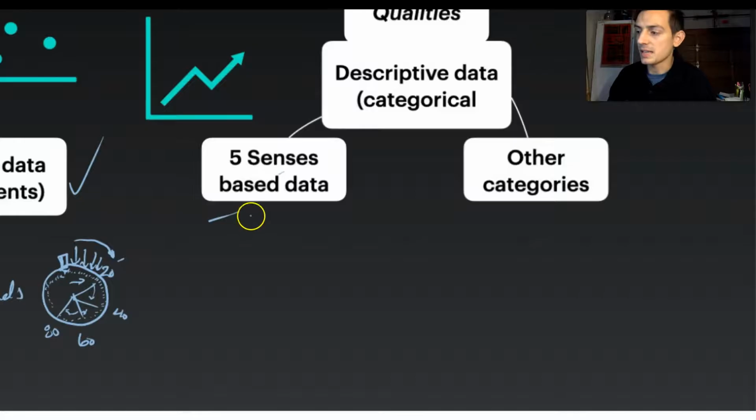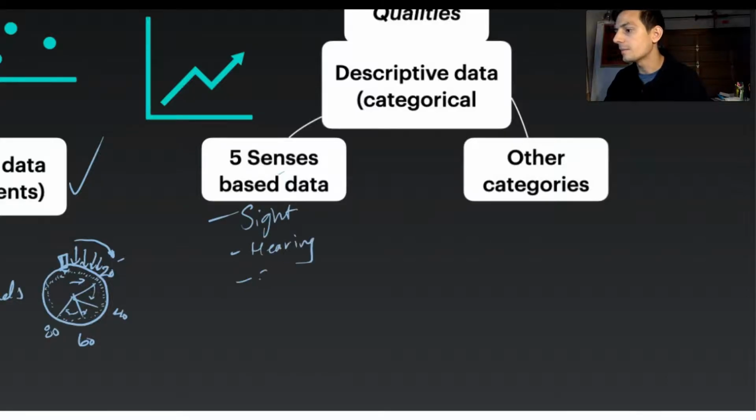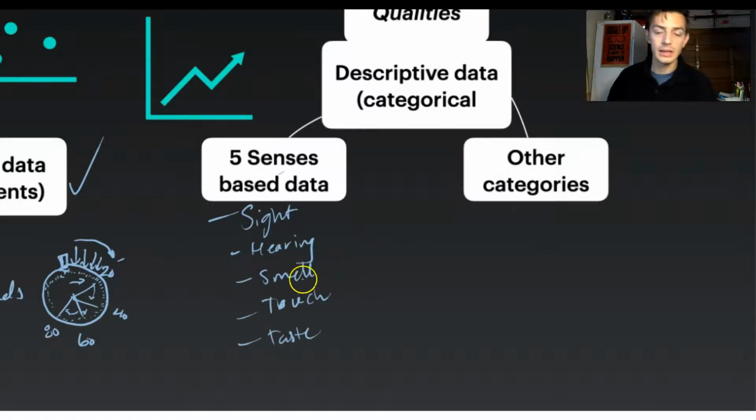The sense-based data, well, this is anything that you would expect, right? This is like your sight. This is hearing and smell, and the 5 senses. But anything that can come through these 5 senses, touch and taste, could be recorded in a data set, but you don't have any numbers attached to that. And that's why we'd call them qualitative. They're categories of information.